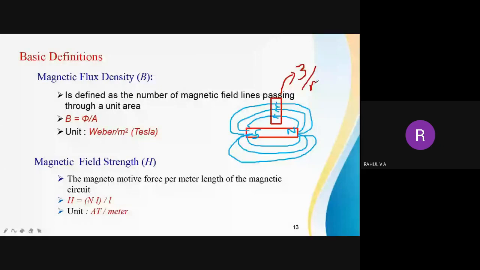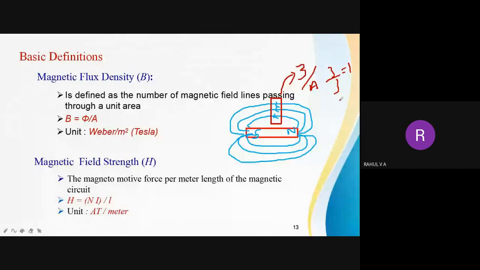Suppose this is some 3 mm square. Area is 3 mm square, and for 3 mm square, 3 magnetic lines are there. So if I divide 3 by 3, it is 1, that is, in 1 mm square per unit area, how many magnetic lines of force there are, that is the magnetic flux density.